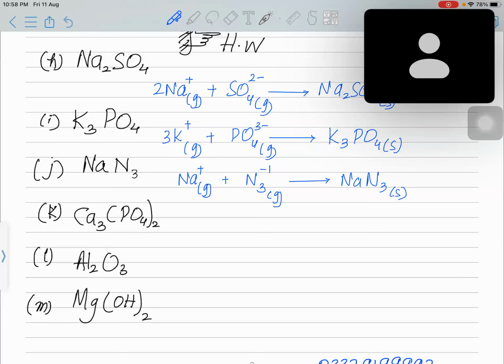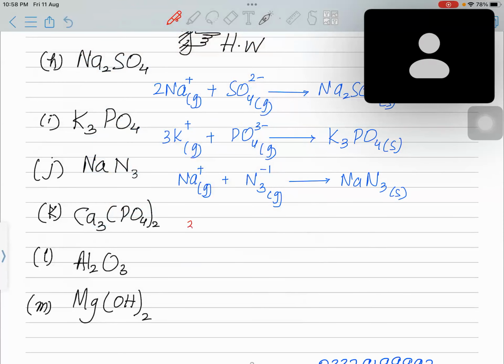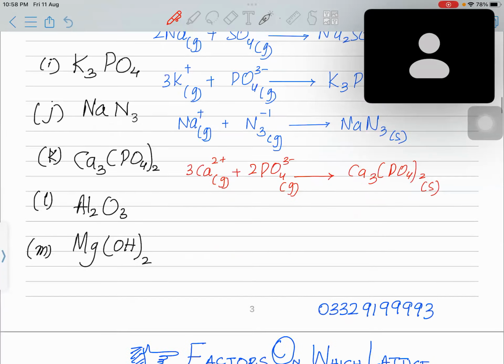Yes, Fahim, calcium phosphate. Yes, sir. 3 Ca2+ gaseous, very good, and 2 PO4 3- gaseous, to form Ca3(PO4)2, but in solid state, right? Yes, sir.